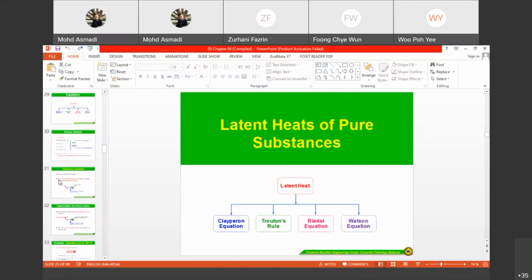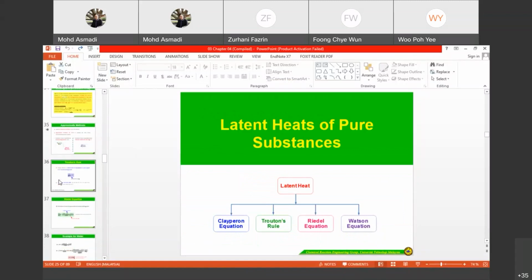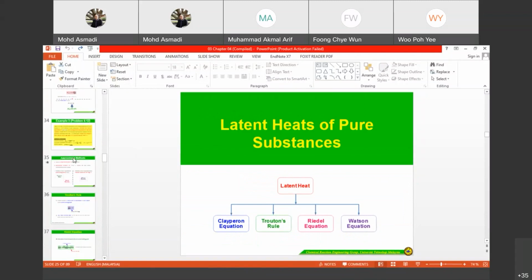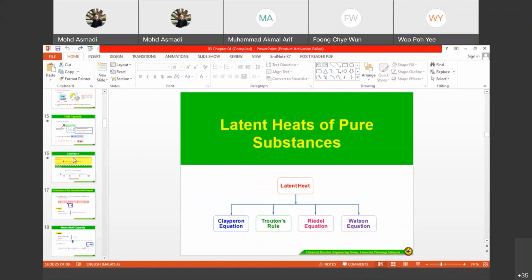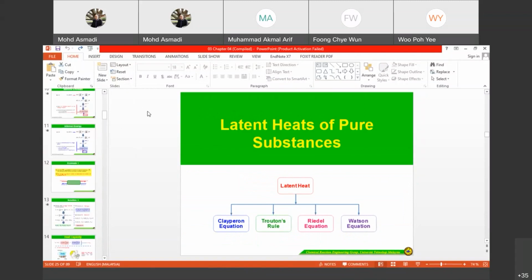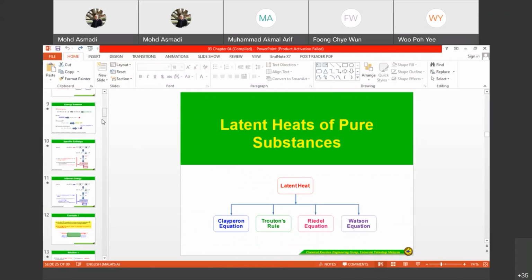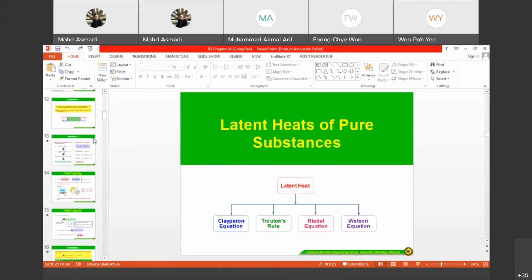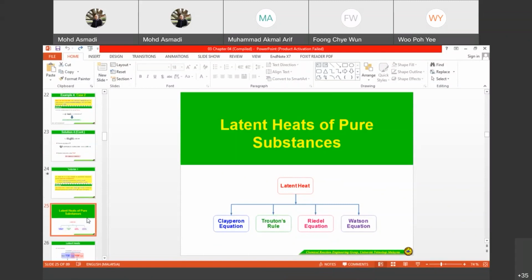Yes, to calculate you have to use Kelvin, or there is no value. It should be in Kelvin, T divided by T naught. Okay, thank you. Should be in Kelvin.